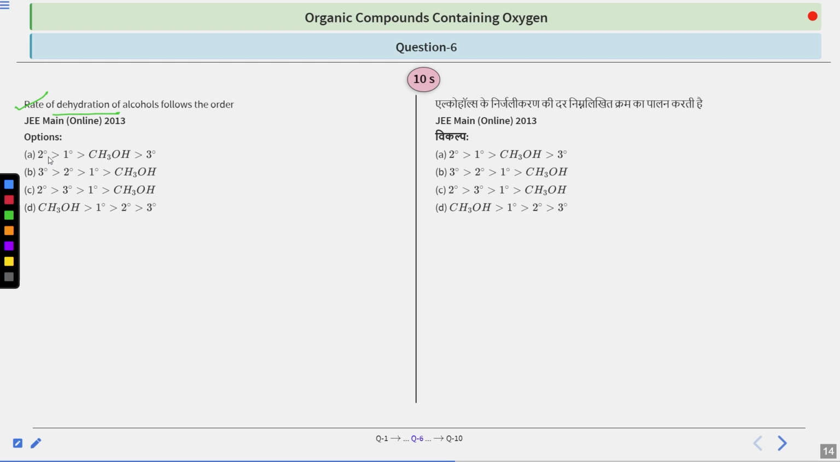Options are: highest rate for secondary alcohol, then primary, then methanol, then lowest for tertiary; or highest for tertiary, then secondary, then primary, then lowest for methanol; or secondary highest rate, then tertiary, then primary, then methanol lowest rate; or highest rate for methanol, then primary, then secondary, and lowest for tertiary. You have some time to think about this question. After that, we will see the answer.